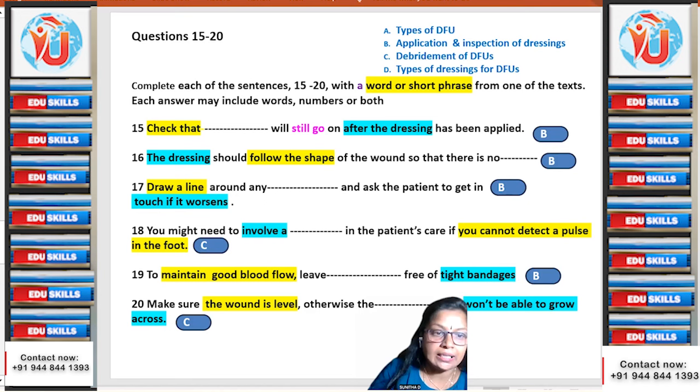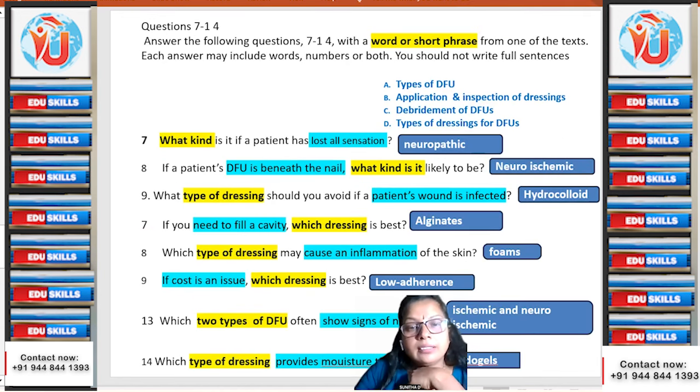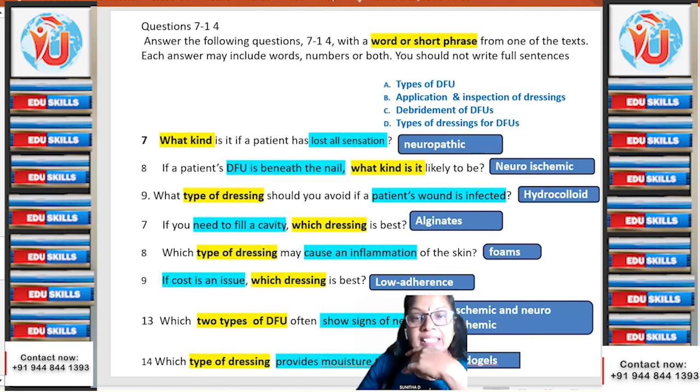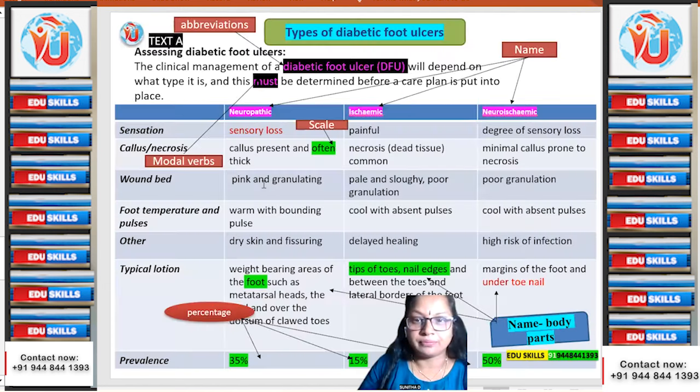Shall we go for the answer options? If the patient has loss of sensation, what is the answer? Neuropathy. Here it is clearly mentioned, neuropathic sensory loss. But in the question, what did they give? Loss of sensation, right? Then the 8th question, DFU is beneath the nail. What is the answer? Neuroischemic. Under toenail. So again, they paraphrased the sentence, right?